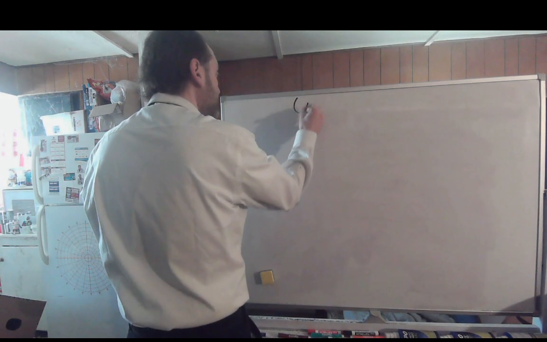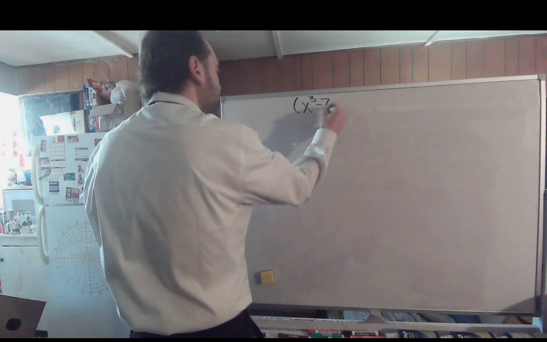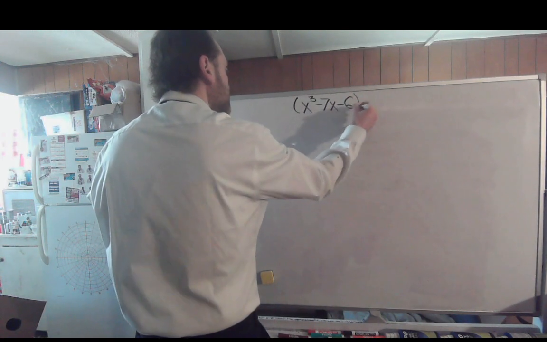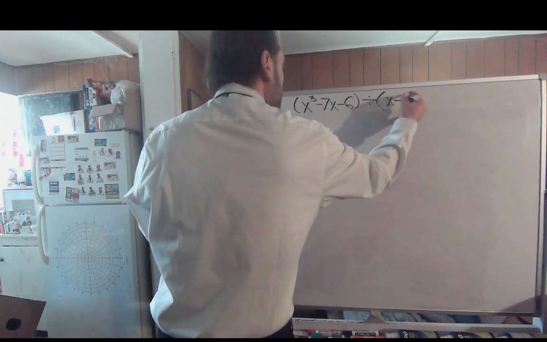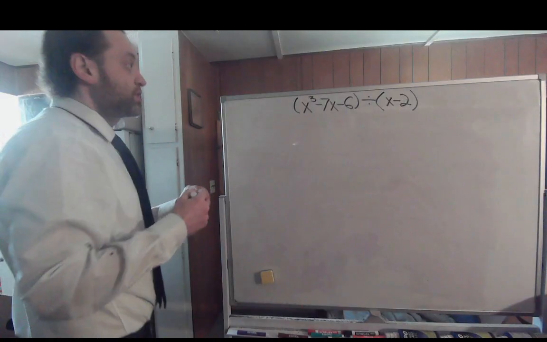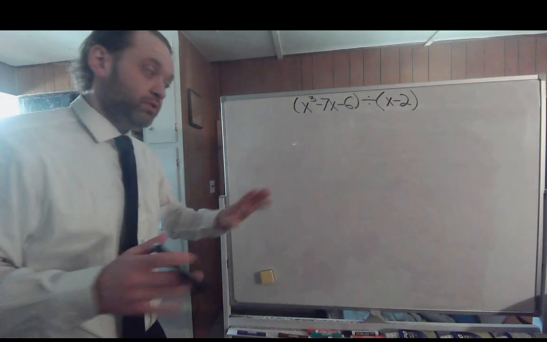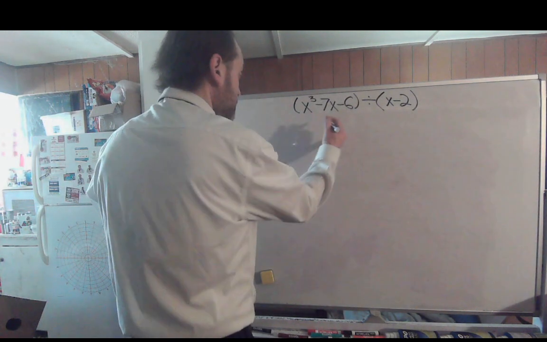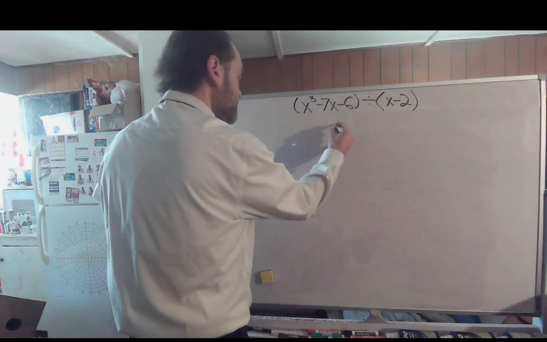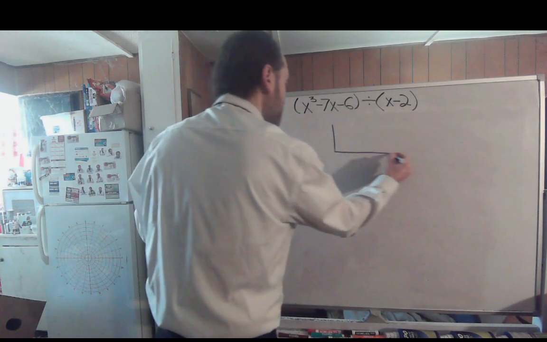Let's say I have x to the third minus 7x minus 6, that quantity divided by x minus 2. So I'm going to take x to the third minus 7x minus 6, divide that quantity by x minus 2. Alright, well, this time we're doing synthetic division. So for synthetic division, you draw yourself a little table like that.